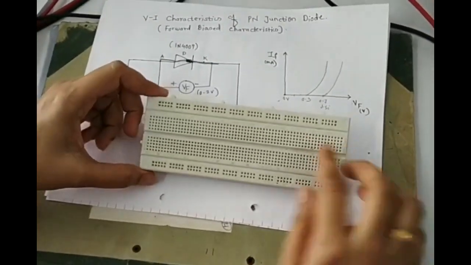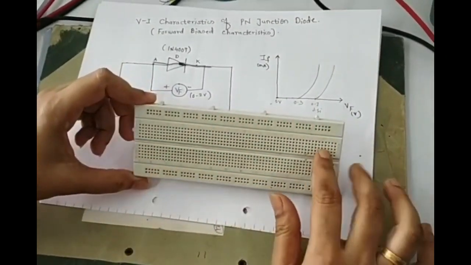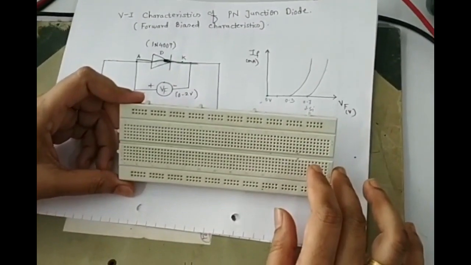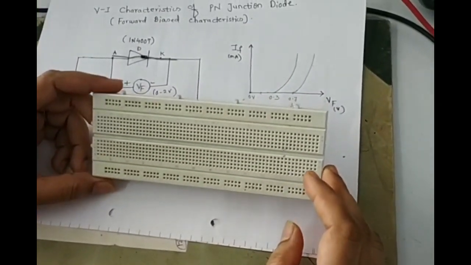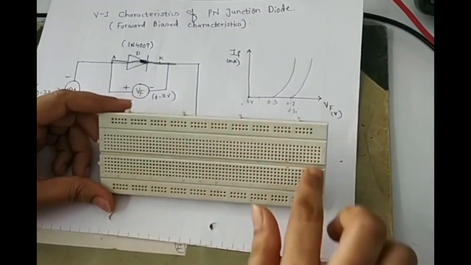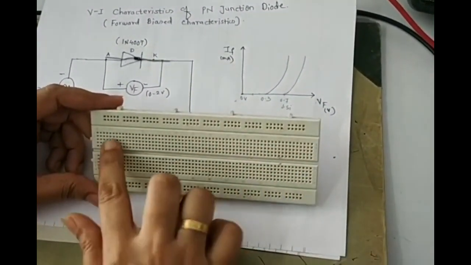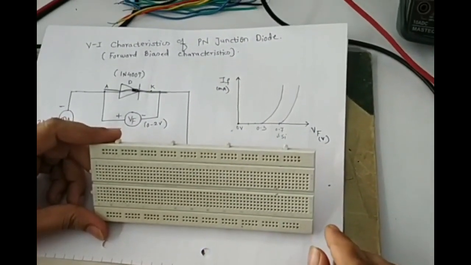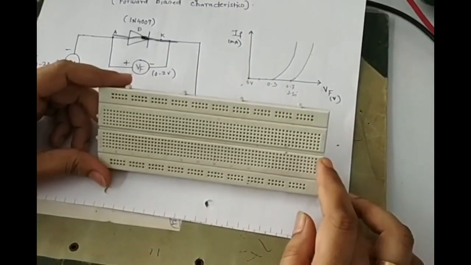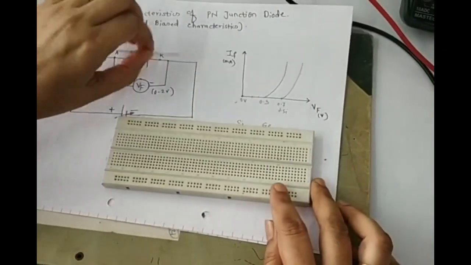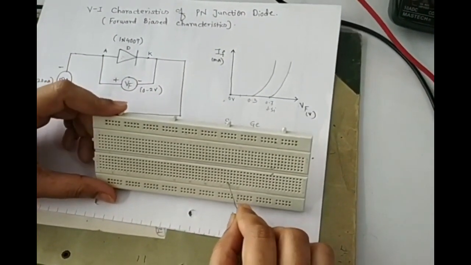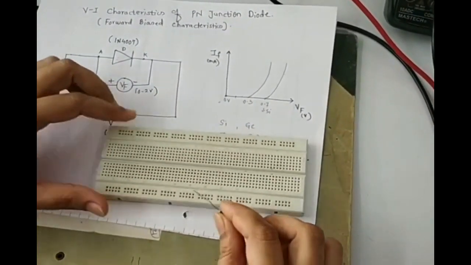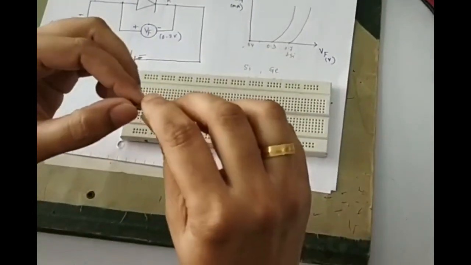Now what do you mean by this particular tool? This is the most commonly used tool in the laboratory. This is called a breadboard. Now this breadboard has a number of holes, around 300, I suppose. We are going to construct this circuit using this diode on this breadboard.